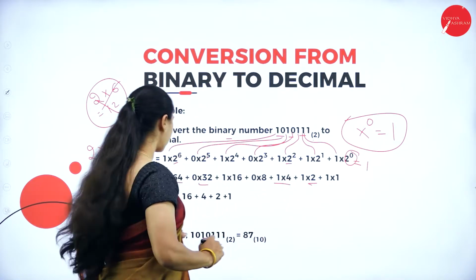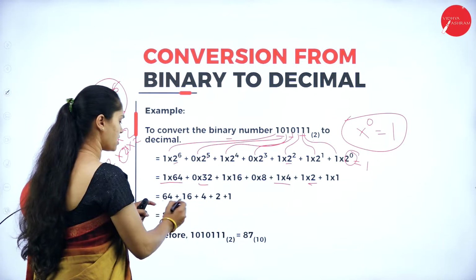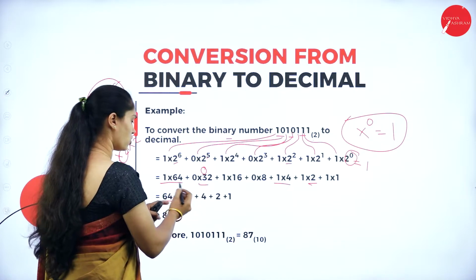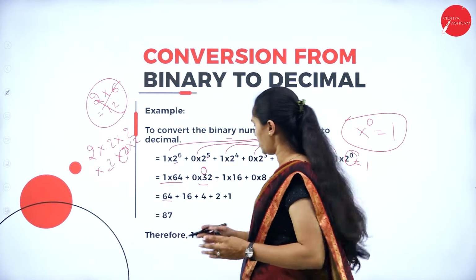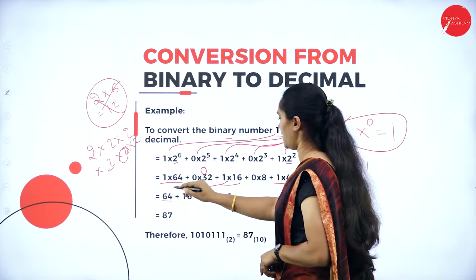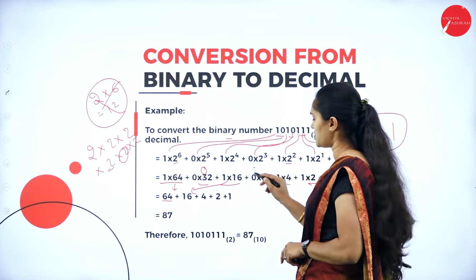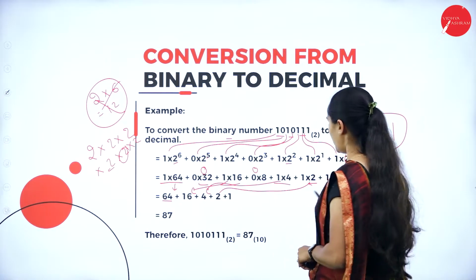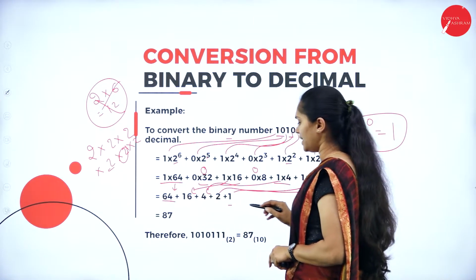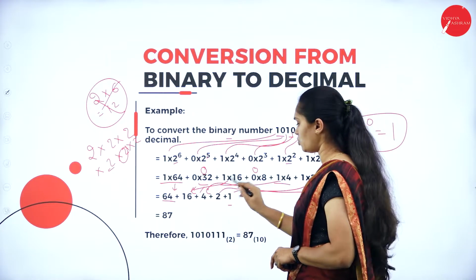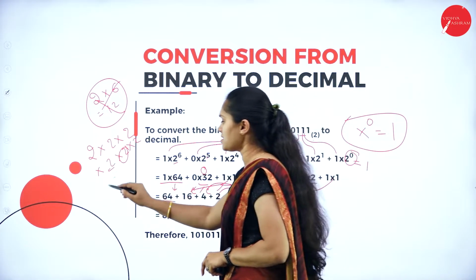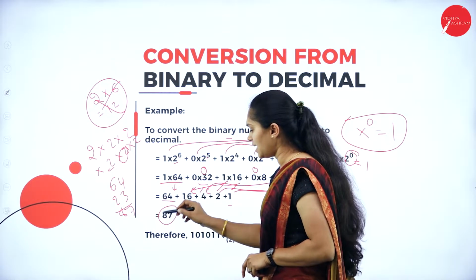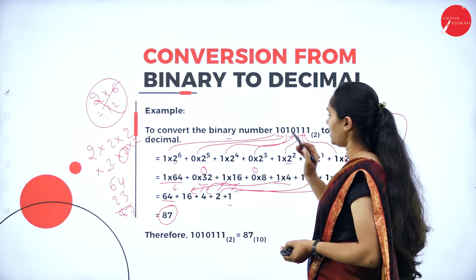1 into 1. Now you can see 1 into 64 is 64 and 0 into 32 is 0, so no need to consider that for addition. Though if you want, you can take 64 plus 0. After that 1 into 16 is 16. Then 0 into 8 is again 0, no need to consider, plus 4 into 1 is 4, then 2 into 1 is 2, 1 ones are 1. Now, if I add all these, 16 plus 4 is 20, 22, then 23, 23 plus 64, it will be 87. This is the equivalent decimal number for the given binary number.